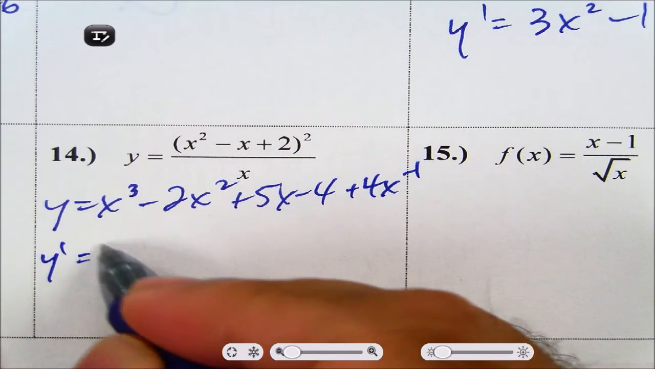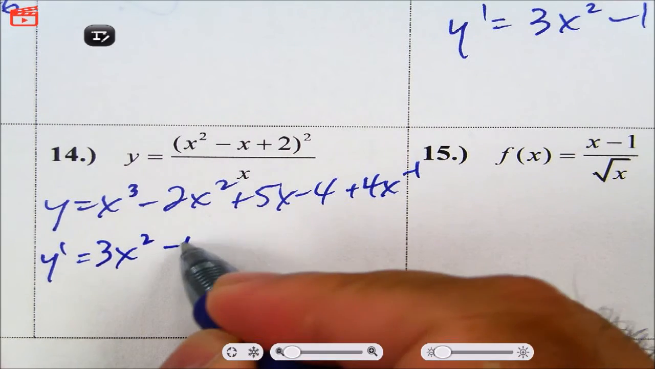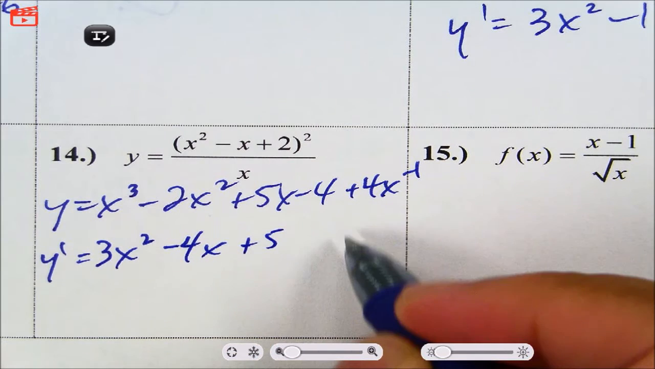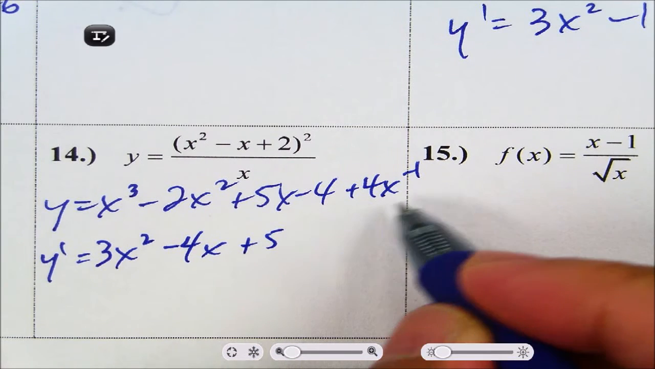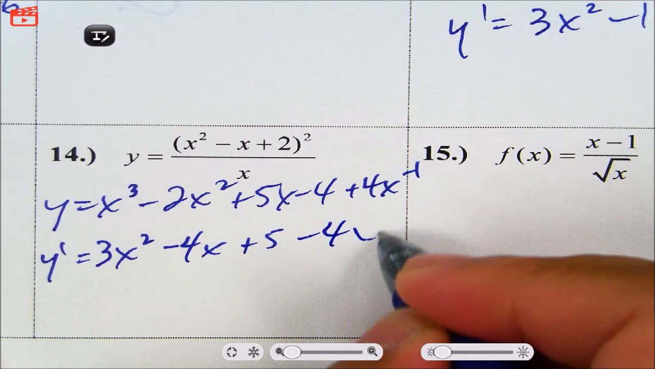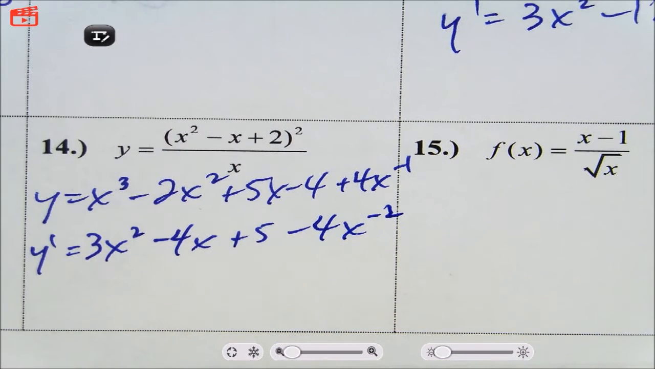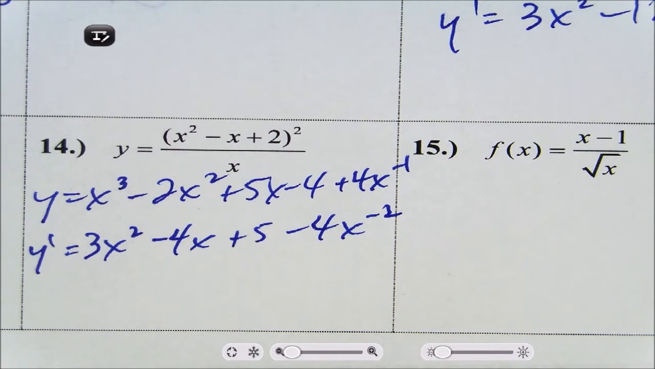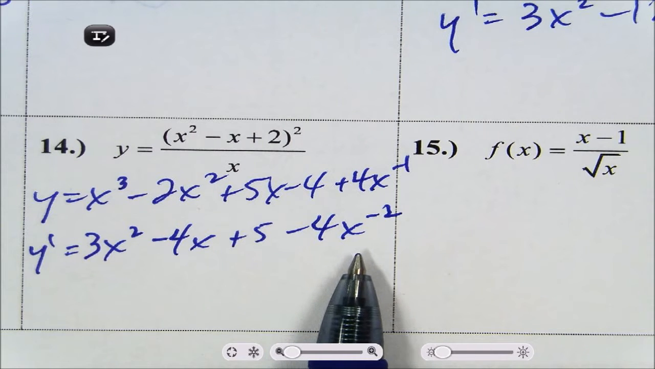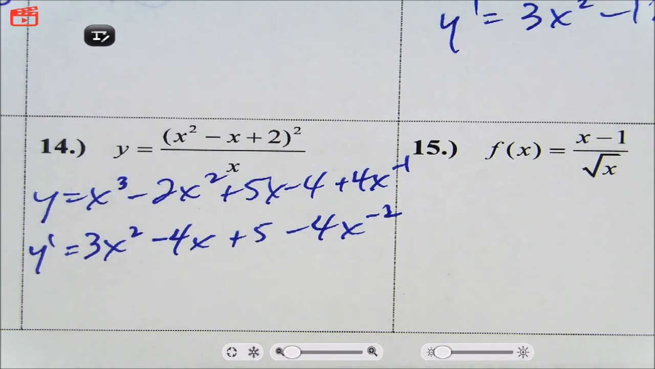So y prime is 3x squared minus 4x plus 5. The derivative of 4 is 0. So it's minus 4x to the negative 2. And at this point, if you get tired of doing this problem, I quit. Ready? You could rewrite the x to the negative 2 as 4 over x squared.